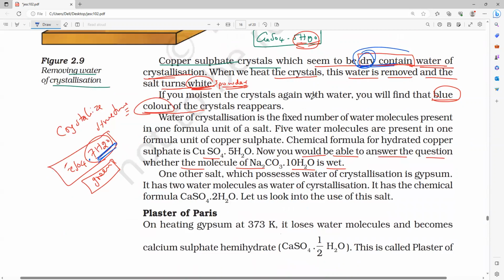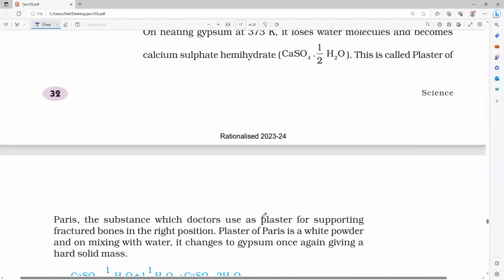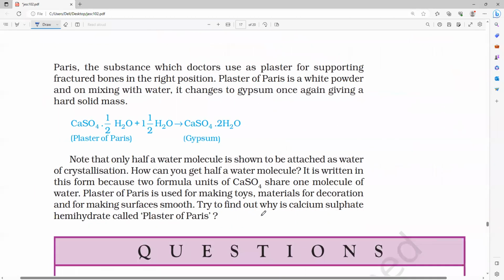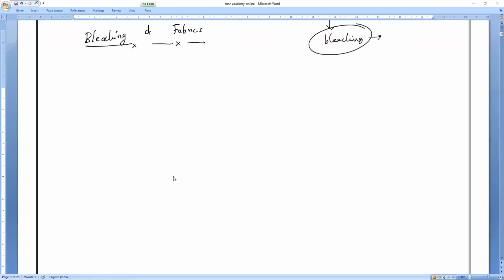Next, let it be water of crystallization. I told you to read it, but anyhow we'll discuss that. Now we are going to study plaster of Paris. This is the most important one in the entire chapter. Many years, they ask this question. So all of you keep reading plaster of Paris. Let us discuss what this is and how it is produced.